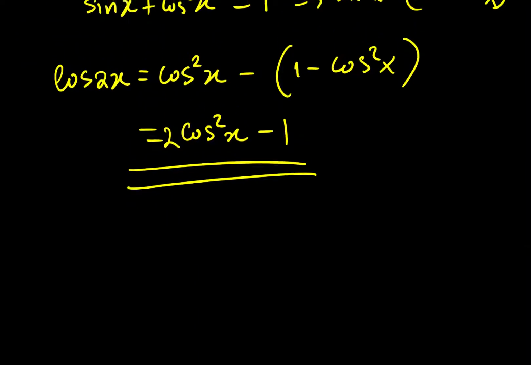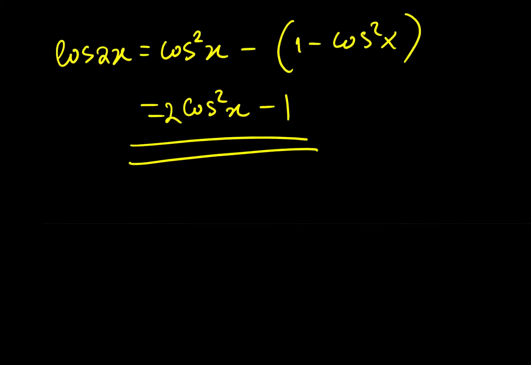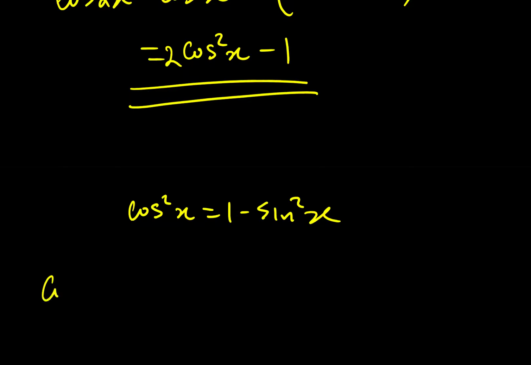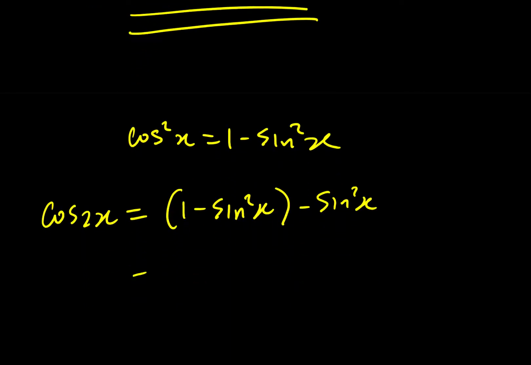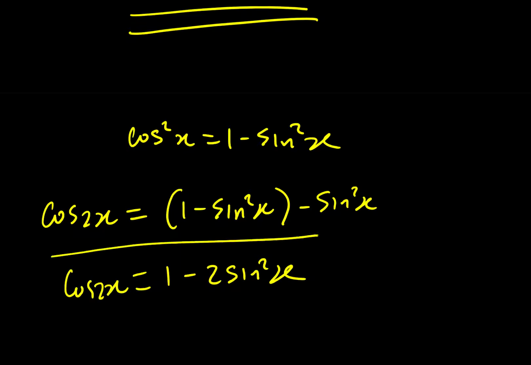Or you can as well see that cosine square x is the same as 1 minus sine square x, which would mean that cosine 2x will be equal to 1 minus sine square x minus sine square x, which will be equal to 1 minus 2 sine square x. So this is another way of representing cosine 2x.